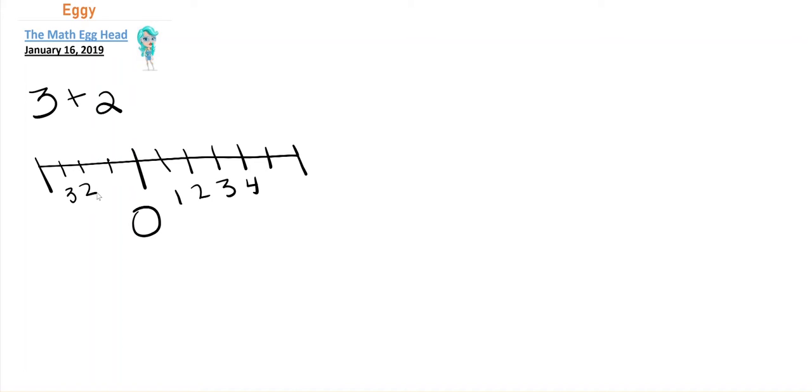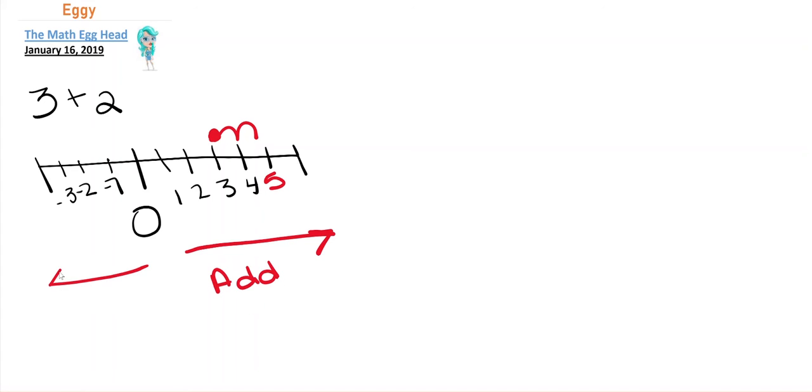So remember, 0 is always our starting point, and here we're just putting our negative numbers, which are on the left of 0, and positive numbers on the right. So right now we're going to start at 3. Now remember, we're adding a positive number. So we're going to the right of 0 where the numbers become bigger. When you're subtracting, you go to the left of 0 or the left on the number line.